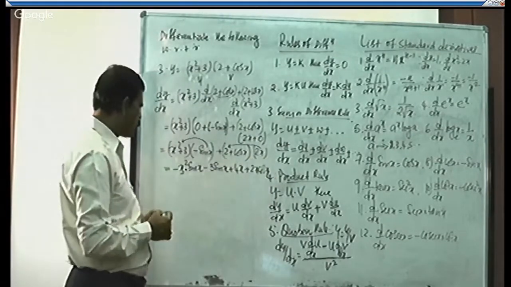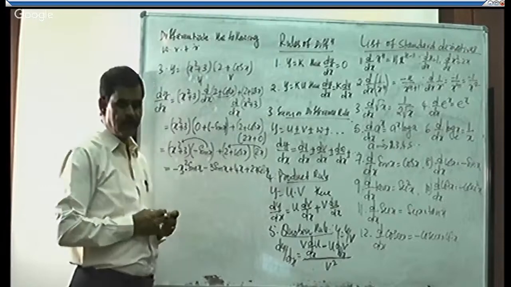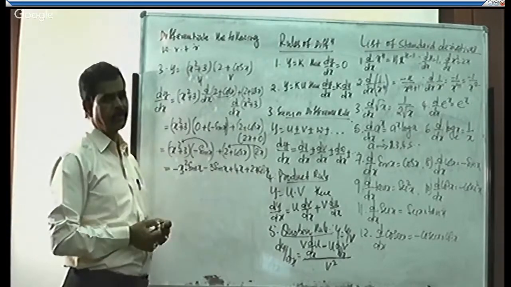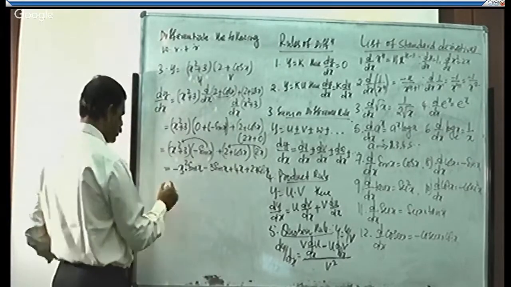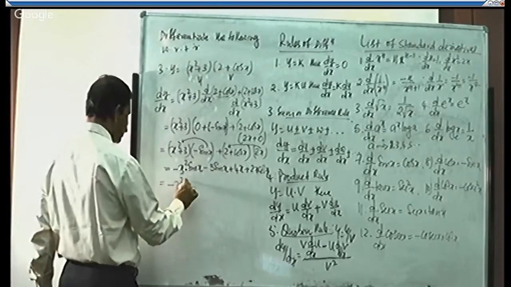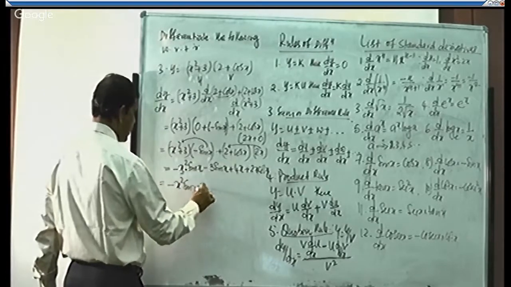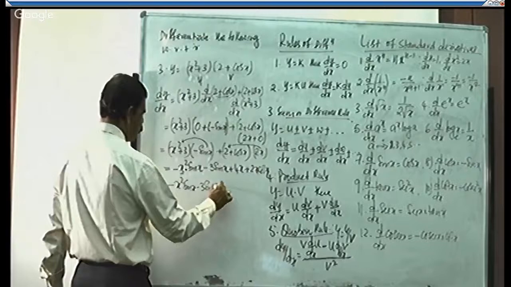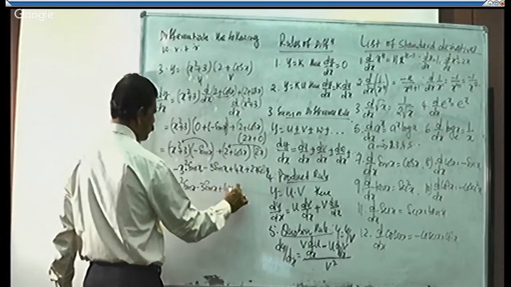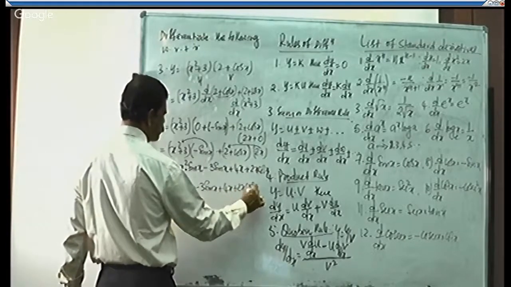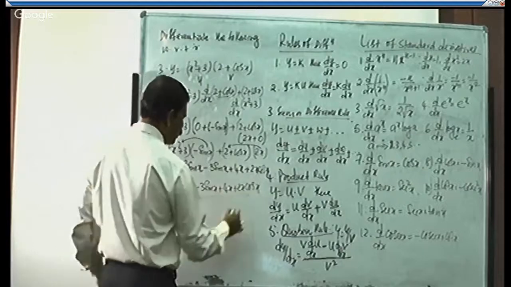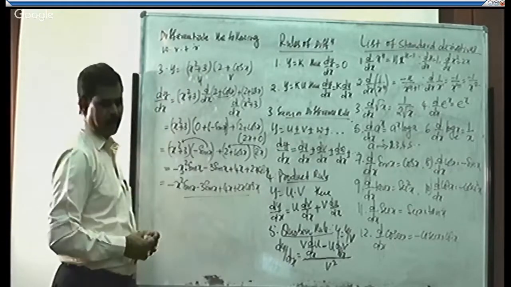If there are common terms having different signs, then they get cancelled. Otherwise, write as it is. It is minus x square sin x minus 3 sin x plus 4x plus 2x cos x. This is the end answer. Okay.